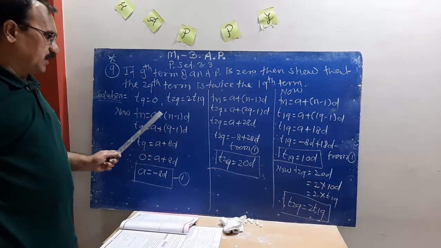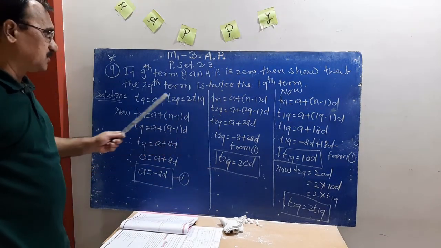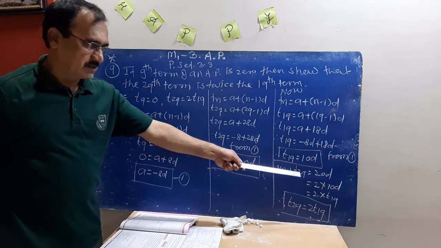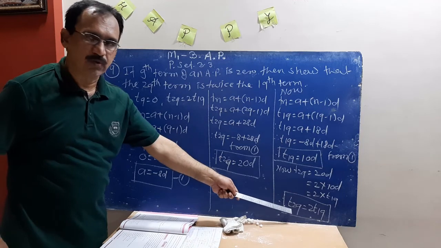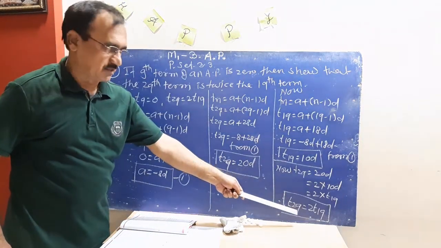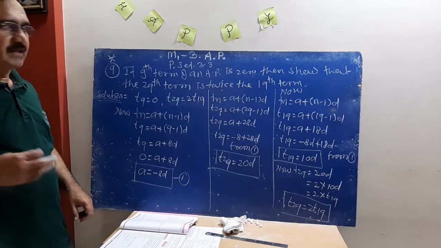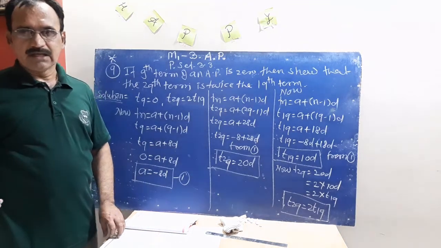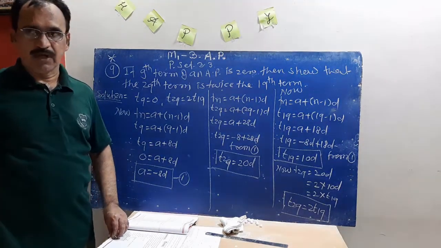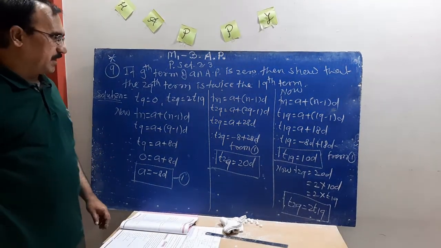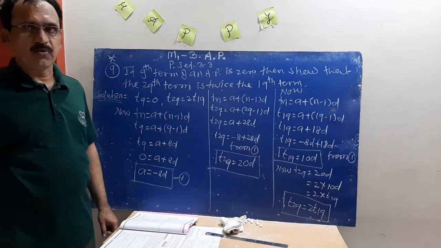Very simple example. Use this same formula three times, this one and this one. And then you can write in this manner, and easily we can prove here T29 is equal to 2 into T19. And then the next article in this lesson, this is the last one, that is application of AP, we can see in the next video. Now solve the remaining examples from practice set 3.3.